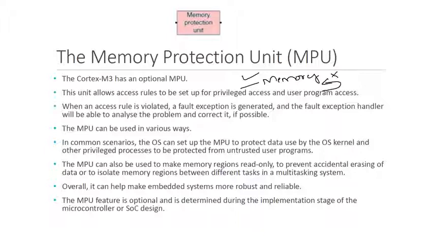One common scenario is the OS can set up the memory protection unit to protect data used by the OS kernel and other privileged processes. Okay. And MPU can also be used to make memory regions read only, to prevent accidental erasing of data. So something like the PDF files we have. PDF files generally are read only. You cannot edit them until you have the PDF editor with you. So here also the same thing. So this is the one unique feature, but it is an optional feature for this.